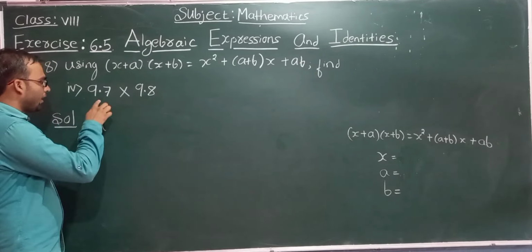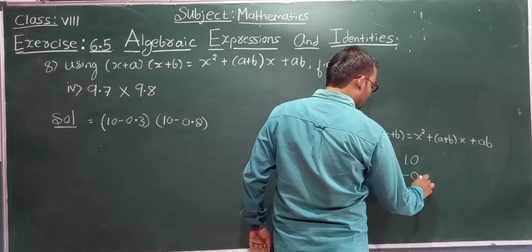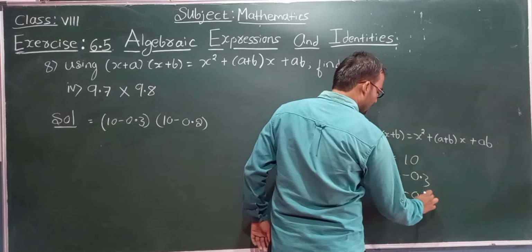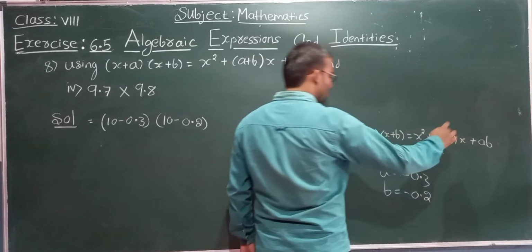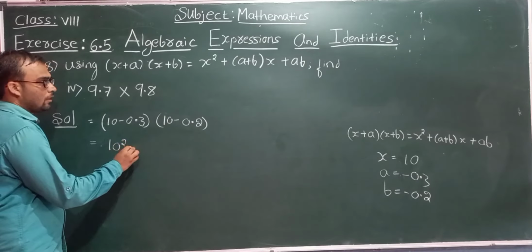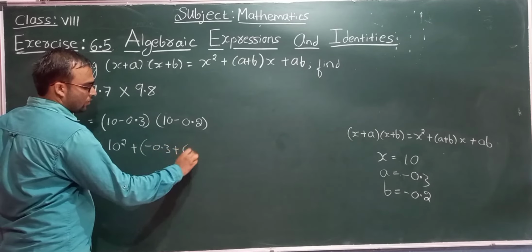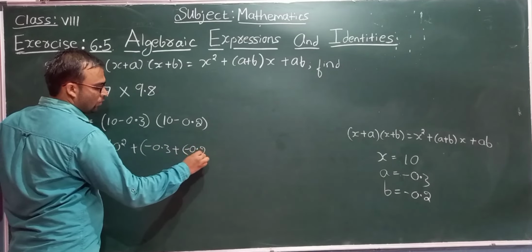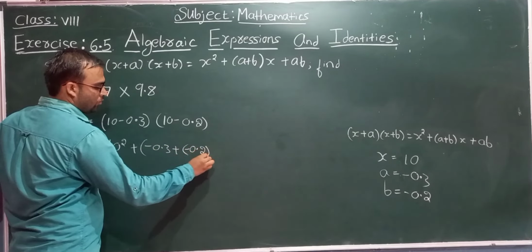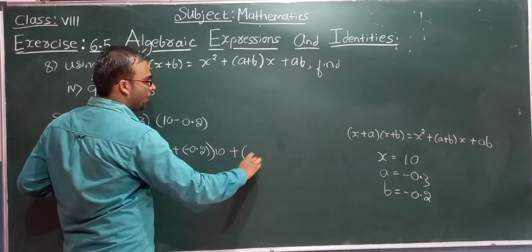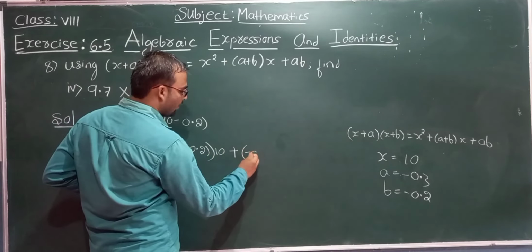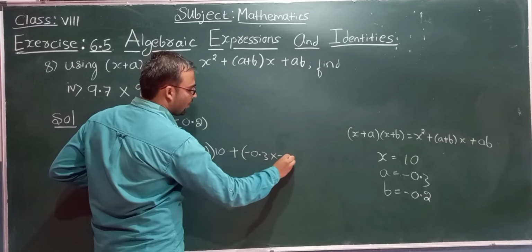Students, look here. In place of x, 10 is there. In place of a, minus 0.3 is there, and in place of b, minus 0.2 is there. Now, according to the formula, x square plus a plus b, a is minus 0.3 plus b is minus 0.2, into x, x means 10, plus a into b, a means minus 0.3 into b means minus 0.2.